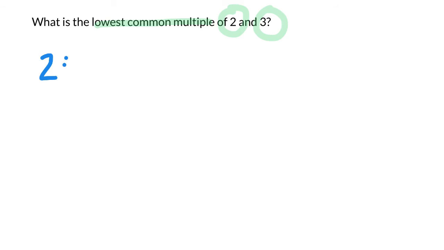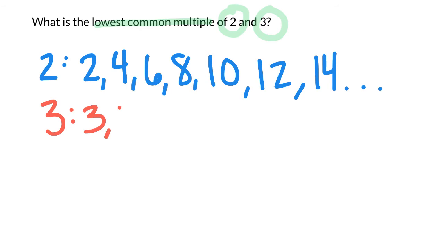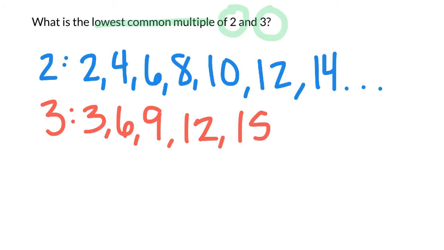To find the first few multiples of 2, I will skip count by 2's. 2, 4, 6, 8, 10, 12, 14, and so on. It could go on and on forever. Let's also find the first few multiples of 3. 3, 6, 9, 12, 15, 18, and so on.